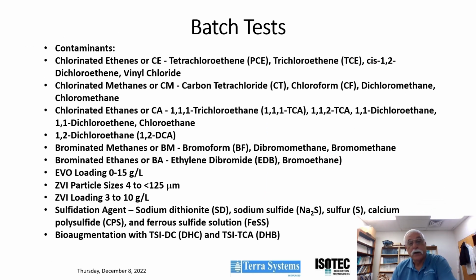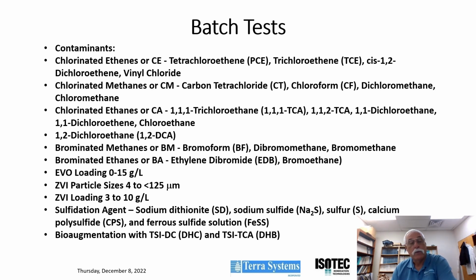Terra Systems conducted a number of batch tests looking at a variety of contaminants: chlorinated ethenes such as PCE, TCE, cis-DCE and vinyl chloride, and chlorinated methanes, including carbon tetrachloride, CT, chloroform, CF, dichloromethane, DCM, and chloromethane. So these are produced biologically, and also you may get some of the intermediates produced with the ZVI.